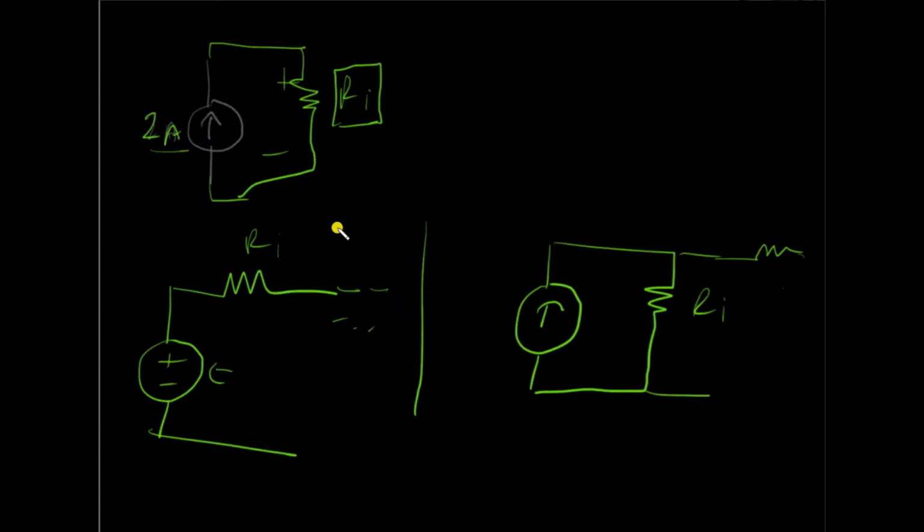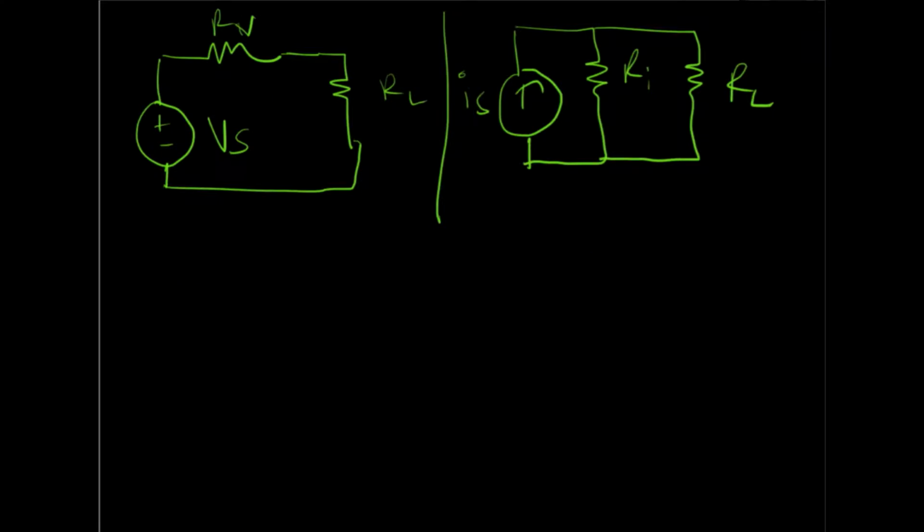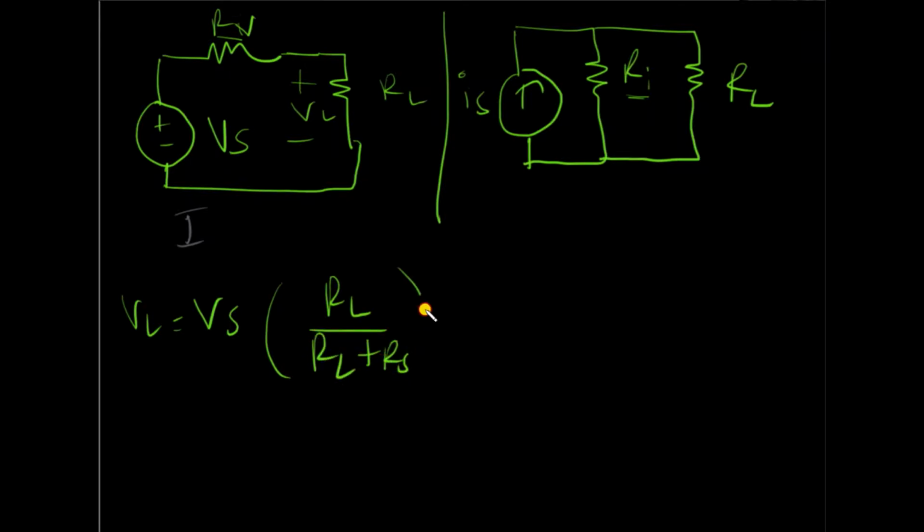But what advantage do we get by modeling these two sources this way? We'll just see now. Let's assume that I have these two circuits, and this is the internal resistance for the voltage source, and this is the internal resistance for the current source. So let's see what the relation is between these two circuits. If I write an equation to find VL for the first circuit, I can use the voltage division rule: VL would be Vs times RL divided by RL plus RS. This is the voltage division rule.